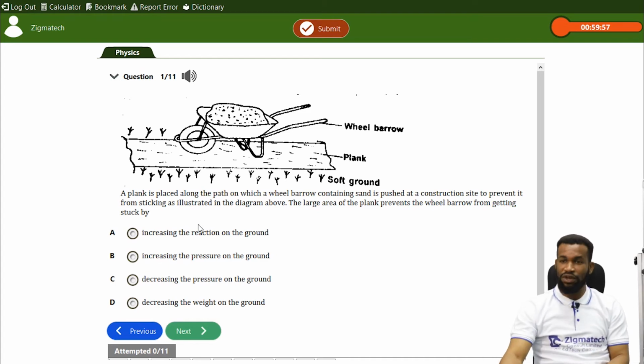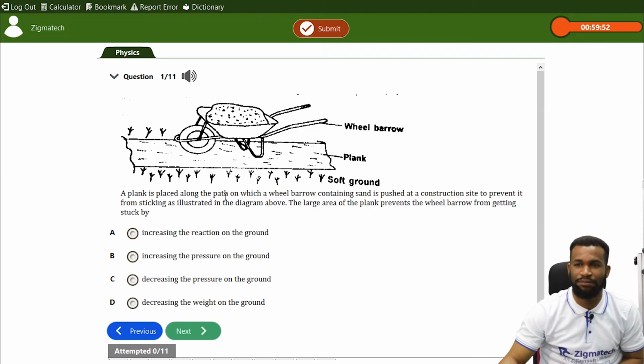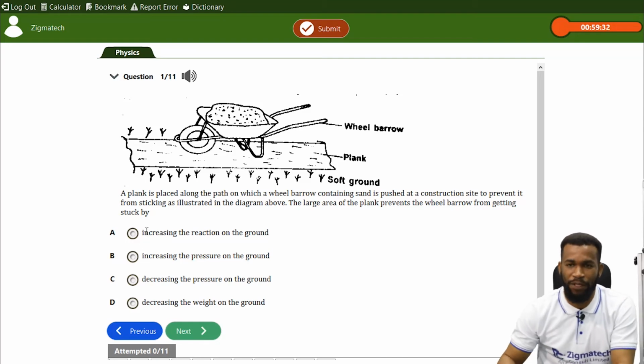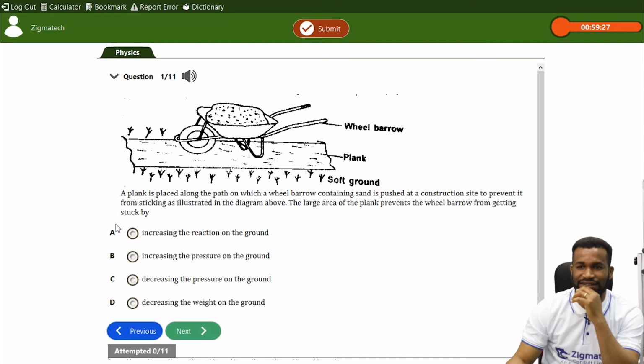All right, this question, let's look at it. It said, a plank is placed along the path on which a wheelbarrow containing sand is pushed at a construction site to prevent it from sinking, as illustrated in the diagram above. The large area of the plank prevents the wheelbarrow from getting stuck by blank. All right. This question is application. Let's look at how we can get the answer.